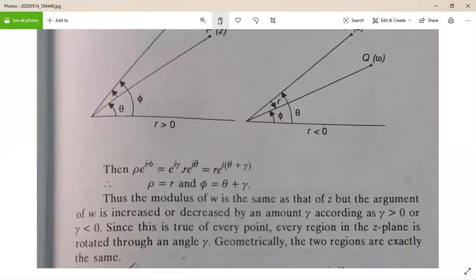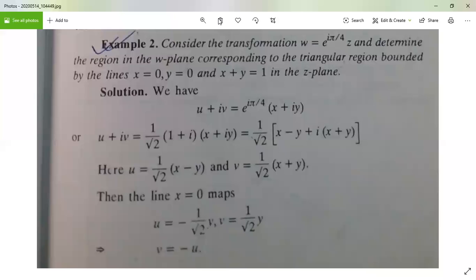This figure will be taken. For example, consider the transformation omega equals e to the power i pi by 4 z, and determine the region in the omega plane corresponding to the rectangular region bounded by the lines x equal to 0, y equal to 0, x plus y equals 1 in the z plane.